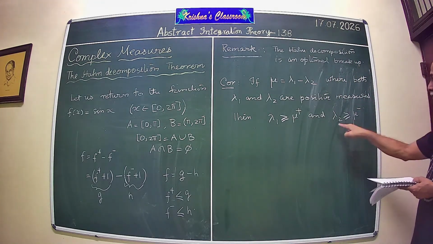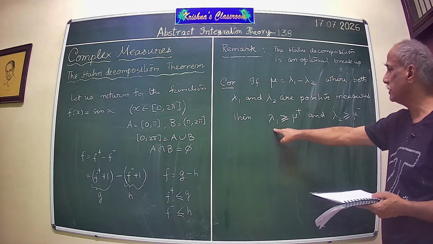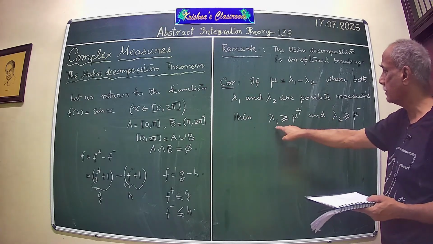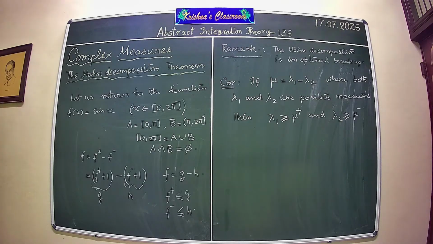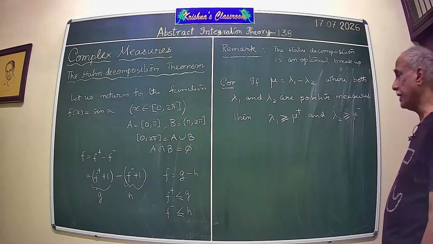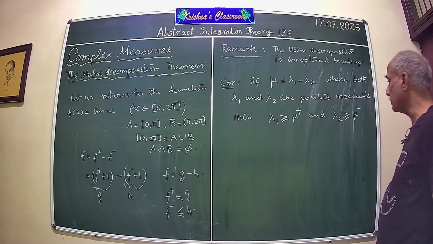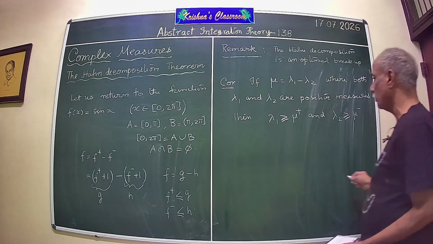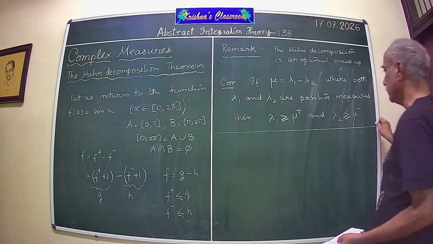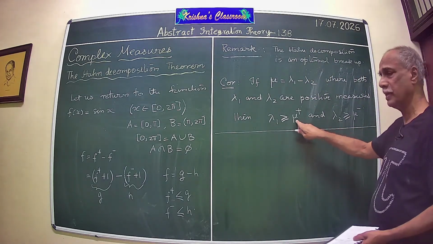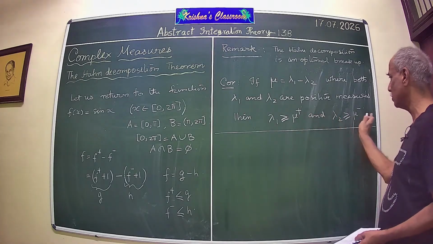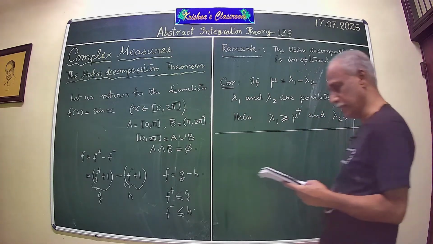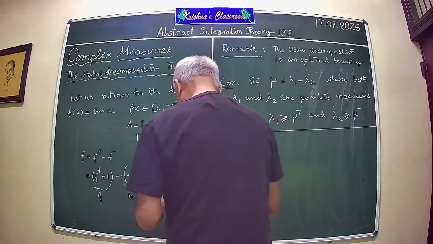So if mu has another breakup as lambda 1 minus lambda 2, where both lambda 1 and lambda 2 are positive measures, then it implies lambda 1 is greater than or equal to mu plus and lambda 2 is greater than or equal to mu minus. So something smaller than mu plus, with that you cannot break up. So this is a sort of optimal breakup that you can have. So we will just give the proof of this.